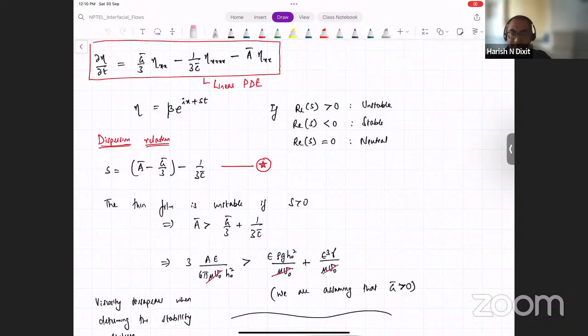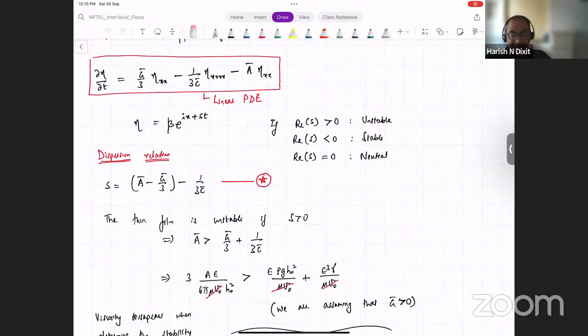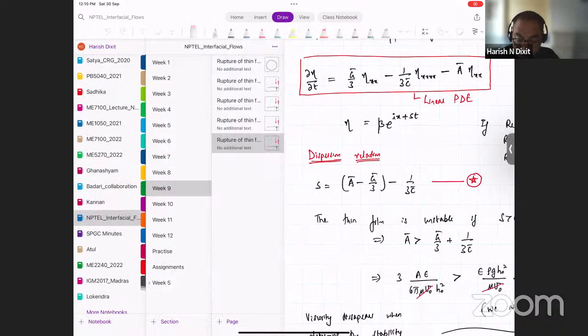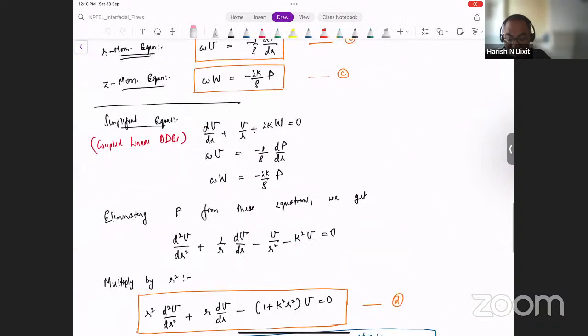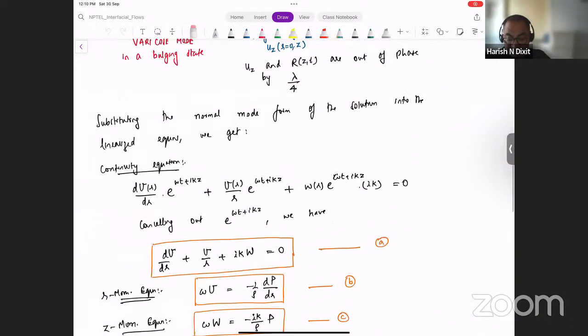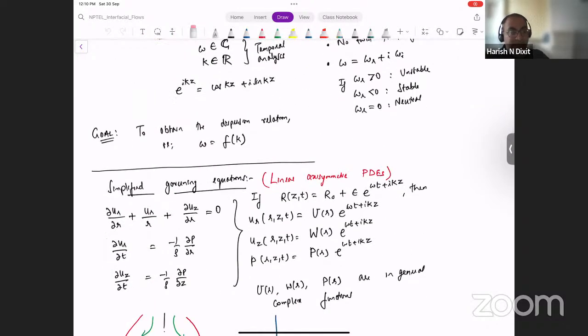Are you there, Himanshu? I'm there, sir. So you start with this linear PDE that I've shown here, and let's go back to the analysis that we've done for Rayleigh-Plateau. If you look at that analysis, we have again 3 linear PDEs. You can, of course, combine them into a single PDE if you want, but let's stick to these 3 linear PDEs and assume a normal mode form.